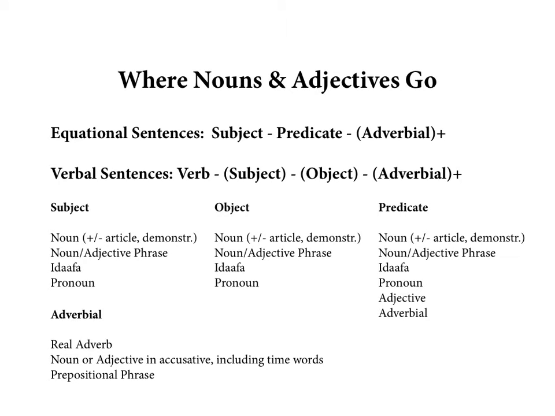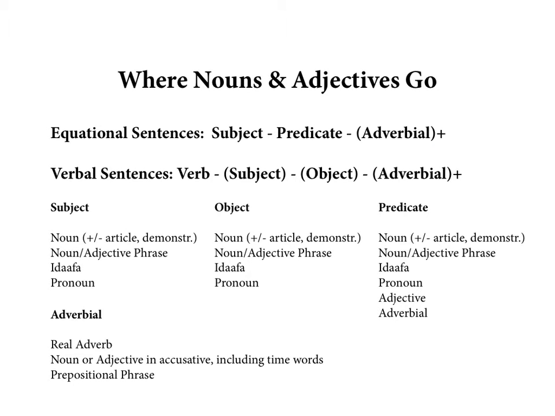This slide shows the basic sentence structures of Arabic. We have two kinds of sentences, equational sentences and verbal sentences. Equational sentences are quite simple. They have a subject and a predicate, and then an optional adverbial. When I put something in parentheses, it means an optional. And the plus on the end of that means you could actually have more than one adverbial.